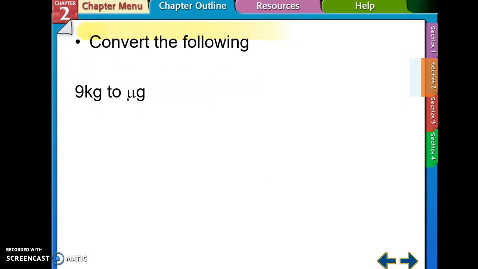So right here it says convert the following: 9 kilograms to micrograms. That funny looking U is a Greek letter and it is the symbol for micro. So right here I've got kilograms, I've got micrograms. What do they have in common? They have in common grams. That's going to function as my base unit right here. I'm not going to worry at all about the 9 yet. I'm not going to worry about any of the numbers.